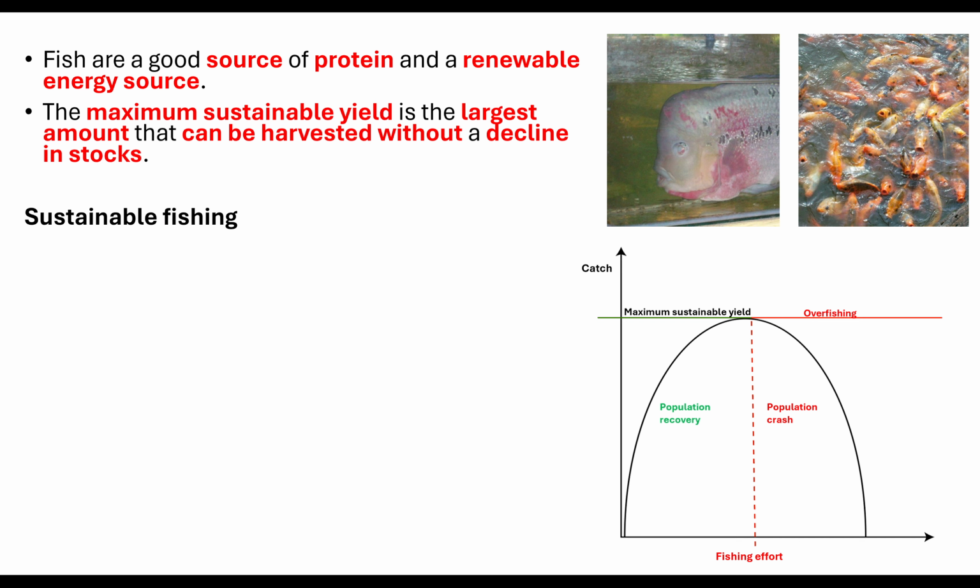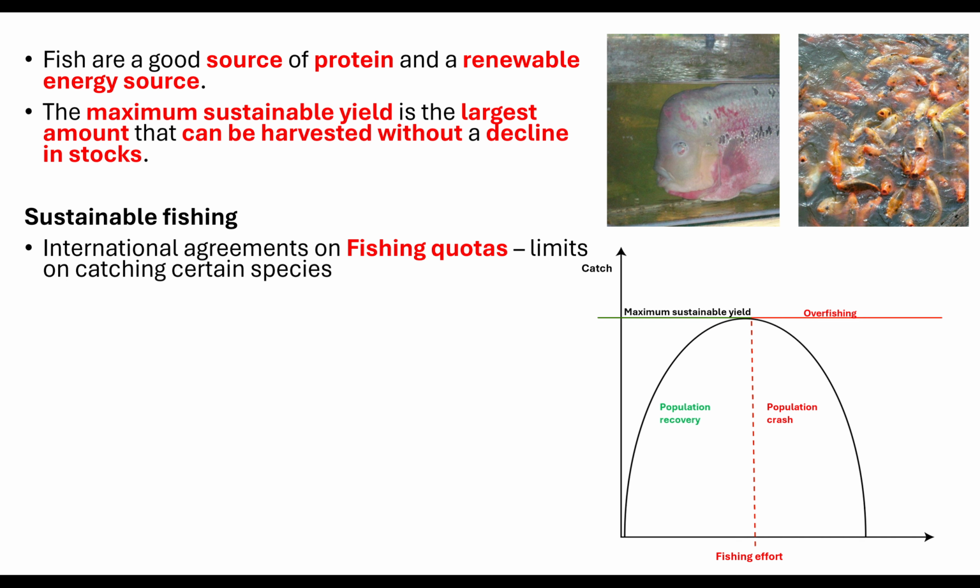And therefore, to do it in a sustainable way, there are certain restrictions that have to be put on fishing. So things like the international agreements on fishing quotas. There is a limit on catching certain species and how many of them they can catch. So when the fishermen come in, they will weigh their fish that they have caught, and then if they have caught too many, they will end up getting a fine because they have gone above this agreement of fishing quotas.